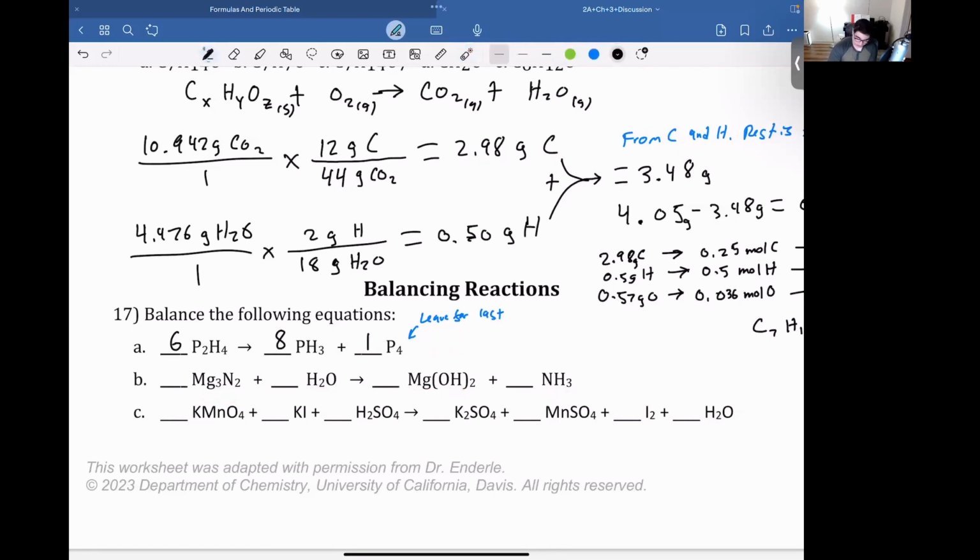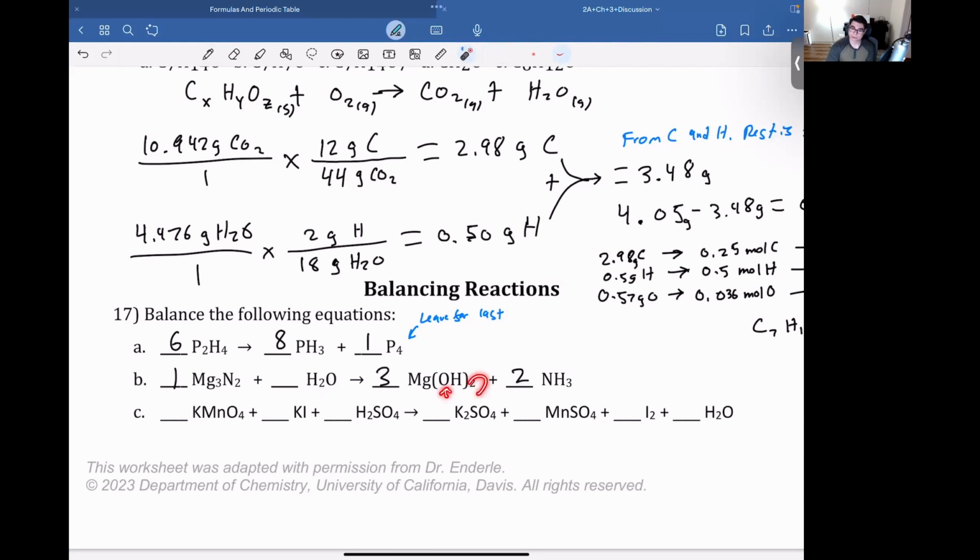Arbitrarily, I'm going to start with nitrogen. There's no specific reason for this. You can start with wherever you want. I'm going to start with nitrogen here. I need 2 on the right because if this is 1, I have 2 on the left. Great. Now I have 3 magnesiums on the left, so I need 3 magnesiums on the right. That's balanced. Well, now I have 6 oxygens on the right.